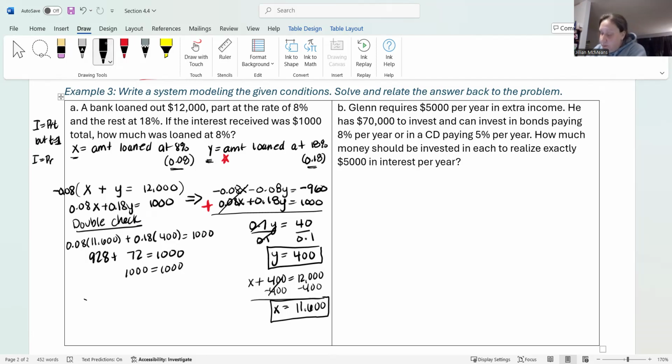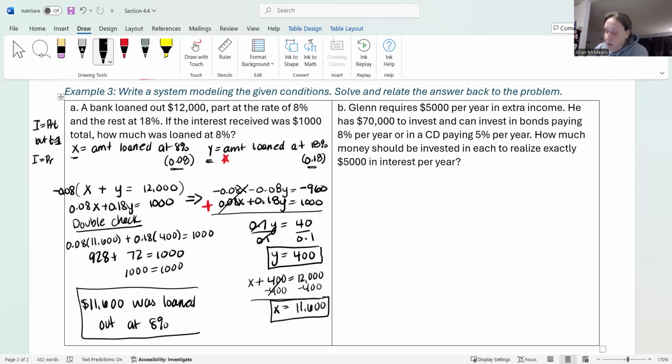So we would say 11,600 was loaned out at 8%. Okay. So it's a good bit of work. You want to double check yourself. That's always wise. But there you have it. So that is using a system of equations in an application involving interest. Okay, let's look at part B.